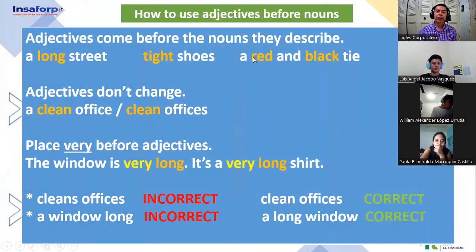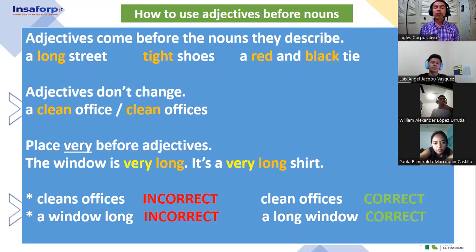Now, here we have the characteristics of the adjectives. Number one, right? Adjectives come before the noun. For example, street is a noun. So before the noun street, we have the adjective long. Tight shoes, zapatos socados, apretados. And also, look, two adjectives: red and black tie, you know? Corbata roja y negra, right? Red and black.